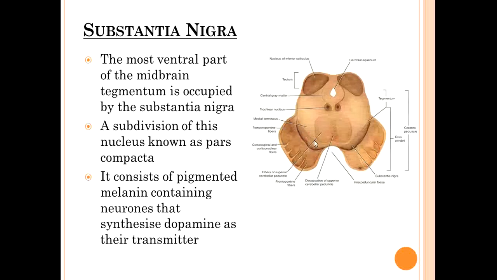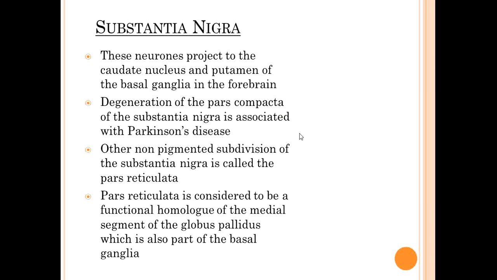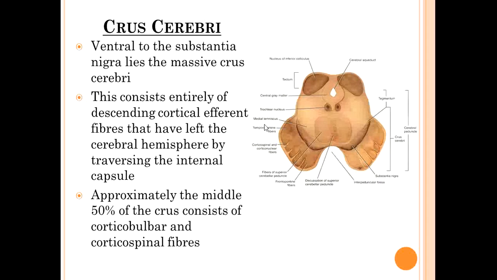Then another thing is the substantia nigra. This is the most ventral part of the midbrain tegmentum and is occupied by it here. The subdivision of this substantia nigra is known as pars compacta, and it consists of pigment melanin containing neurons that synthesize dopamine. Here dopamine is synthesized. So remember, degeneration of the pars compacta of the substantia nigra is associated with Parkinson's disease.